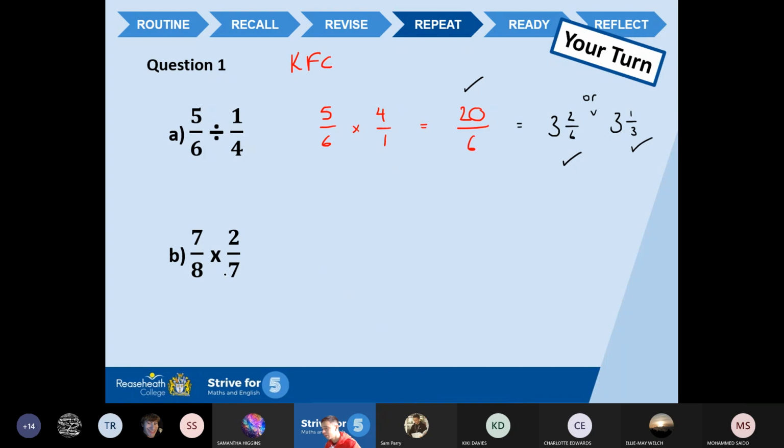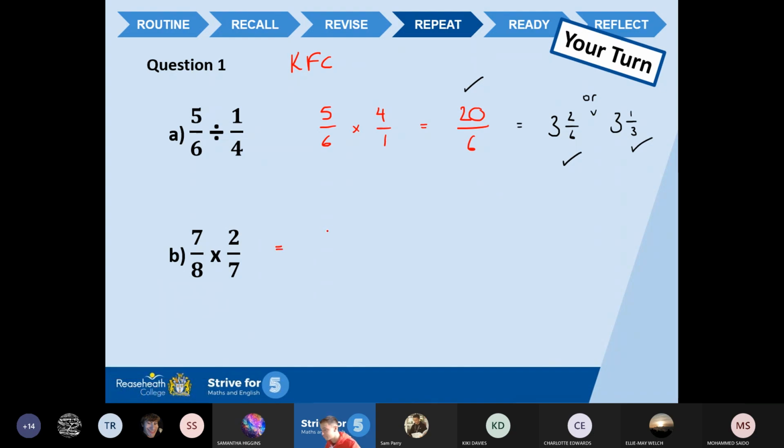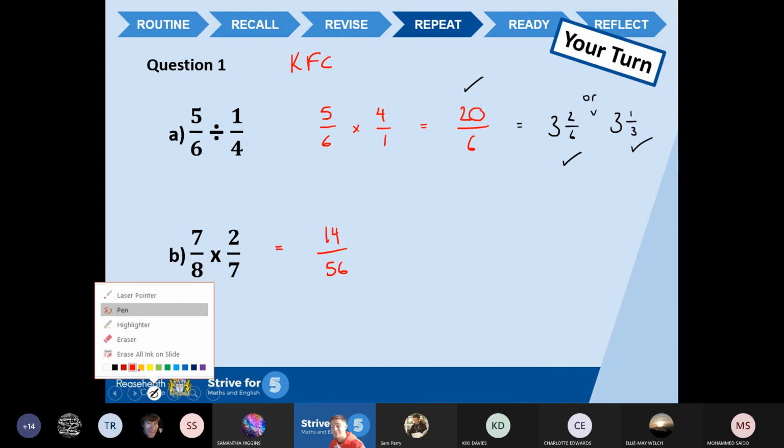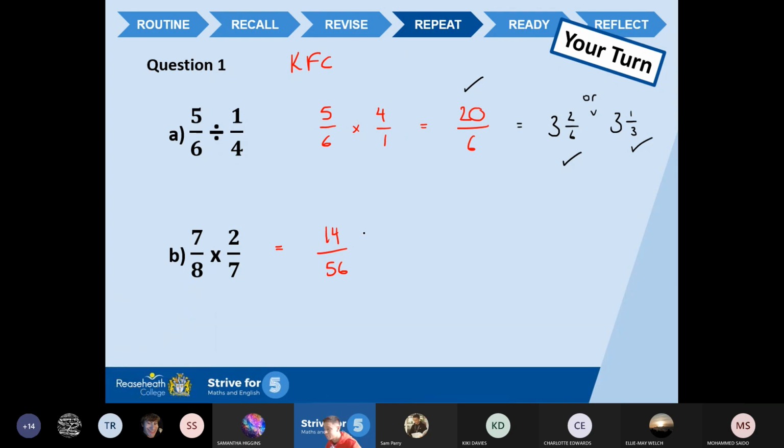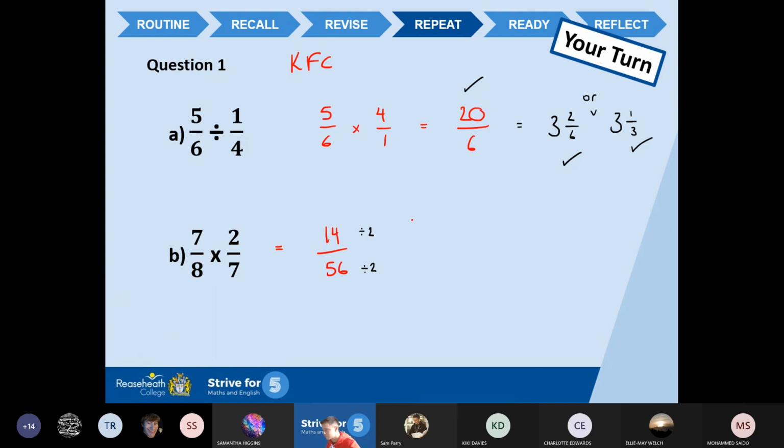Oh, nice. This one, 7 × 2. Notice that, guys, straight away. I see the times and I'm like, oh, nice. That's what I want you guys to be thinking. You see a multiplication, happy days. 7 × 2 is 14 across the top. 8 × 7 is 56. Now, they are both even numbers, so I can simplify that. I can divide them both by 2. That gives me 7/28.